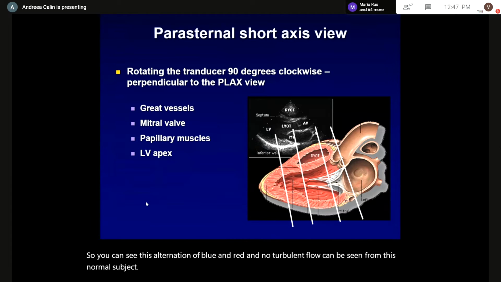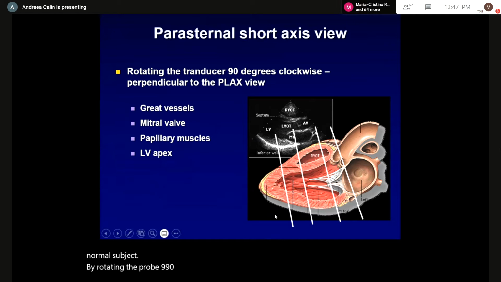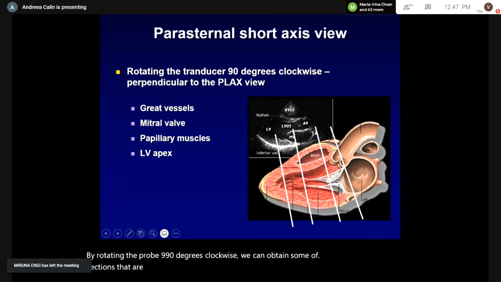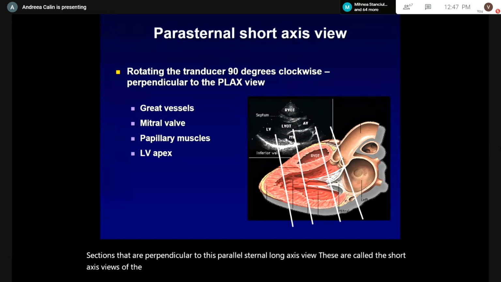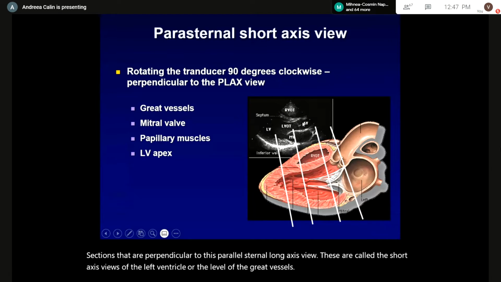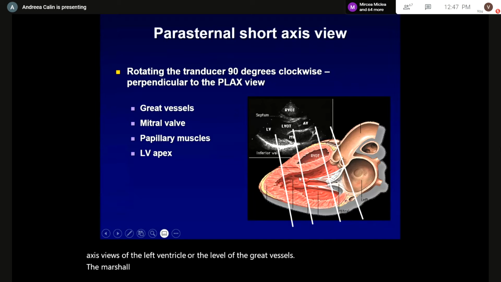By rotating the probe 90 degrees clockwise, you can obtain some sections that are perpendicular to this parasternal long axis view. These are called the short axis views of the left ventricle at the level of the great vessels, at the mitral valve, at the papillary muscles, and further away at the left ventricular apex.